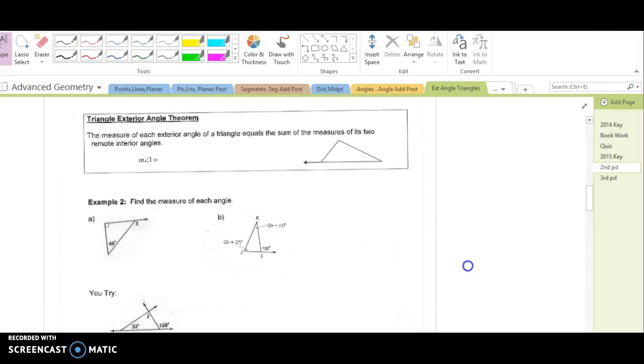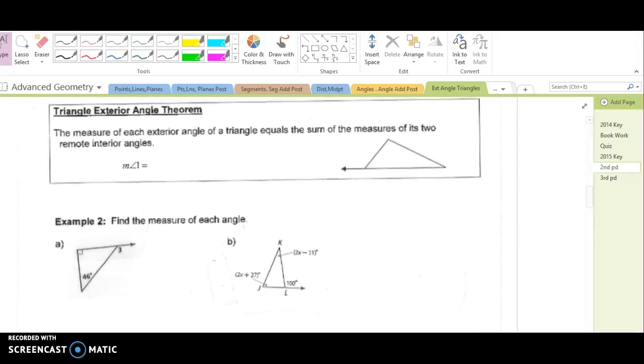All right, so here's the actual theorem that says what we're trying to accomplish. The measure of each exterior angle of a triangle equals the sum of the measures of its two remote interior angles. So if I have angle 1 on the outside and I have 2 and 3 as remote interior angles, then angle 1 is equal to the sum of angle 2 plus angle 3.